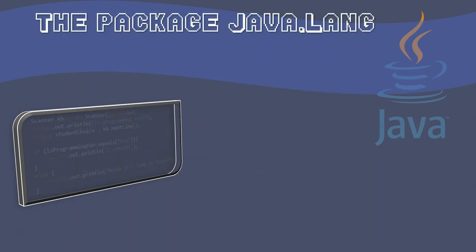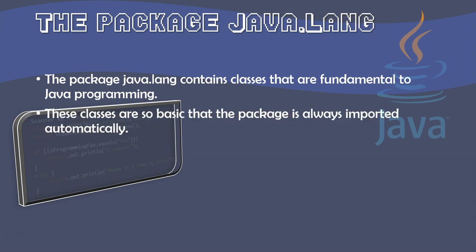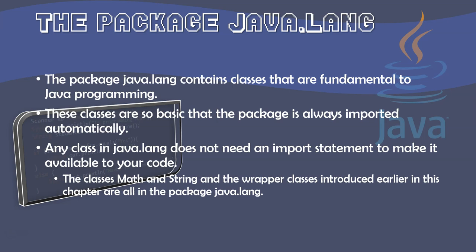Now, one last thing to discuss, of course, is the package java.lang. The package java.lang contains classes that are fundamental to Java programming. These classes are so basic that the package is always imported automatically. You don't have to write import java.lang at the top of your code. It's already there. Any class in java.lang does not need an import statement to make it available to your code. So, for example, the classes Math and String and any wrapper classes are all within that package.